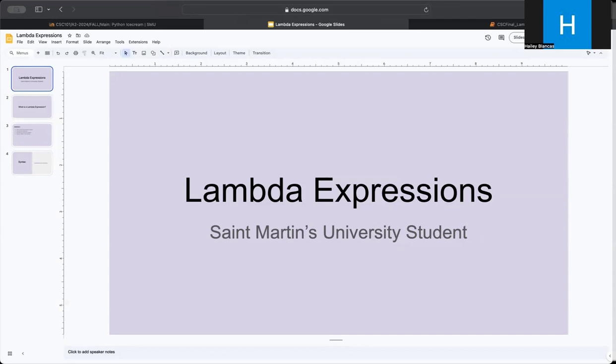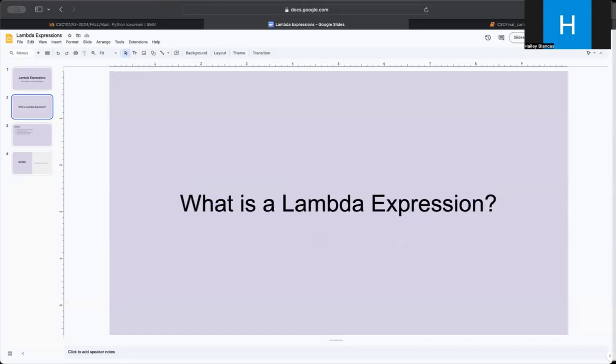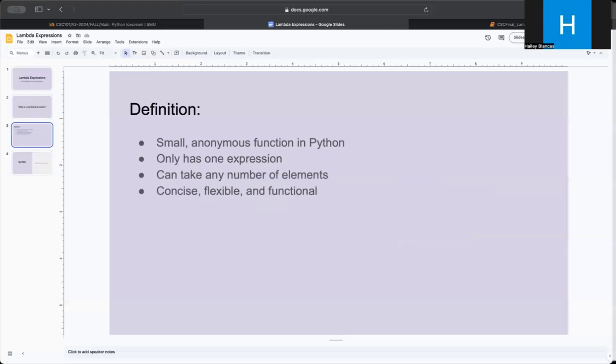Martin's University. I'm here today to talk about Lambda expressions in coding. What is a Lambda expression? A Lambda expression is a small anonymous function in Python. It only has one expression, but can take any number of elements. These functions are concise, flexible, and functional.